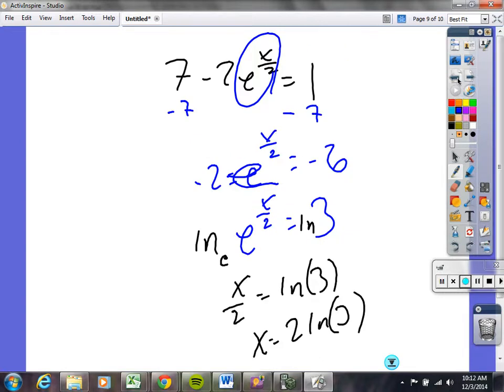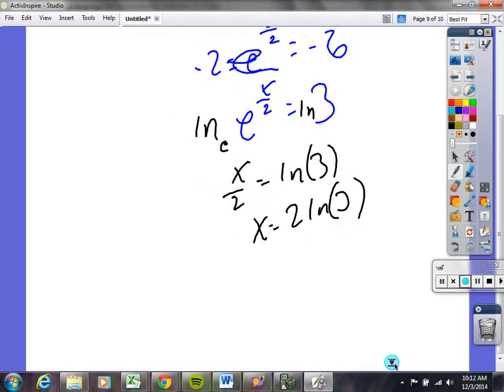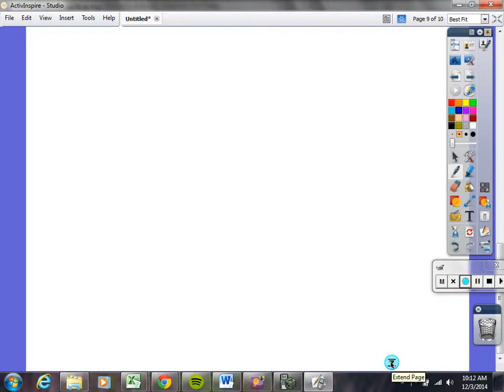So now, using the same way on this problem, I'm going to do the problem all over again. And I'm going to show you, what was it again? It was 7 minus 2 e to the x over 2 equals 1. And we all understood that you got down to e to the x over 2 equals 6, right? No, 3 it was, wasn't it?